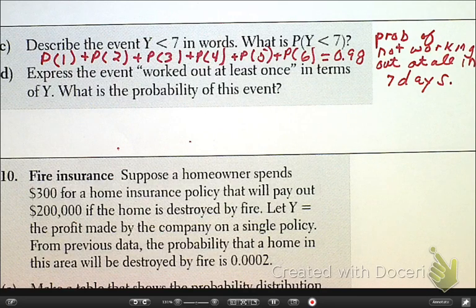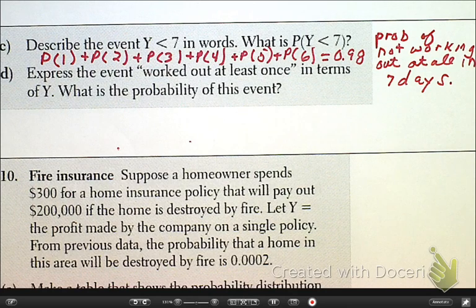Next, let's look at D. Oh, and sorry, I forgot to mention, I've got the probability there, adding them up together. So asking the exact probability, that's saying 98% of the people pretty much did not work out at all during the course of the 7 days. Yeah, welcome to my world.